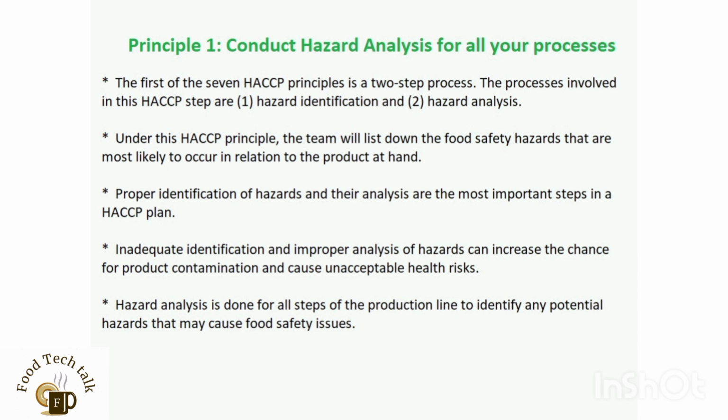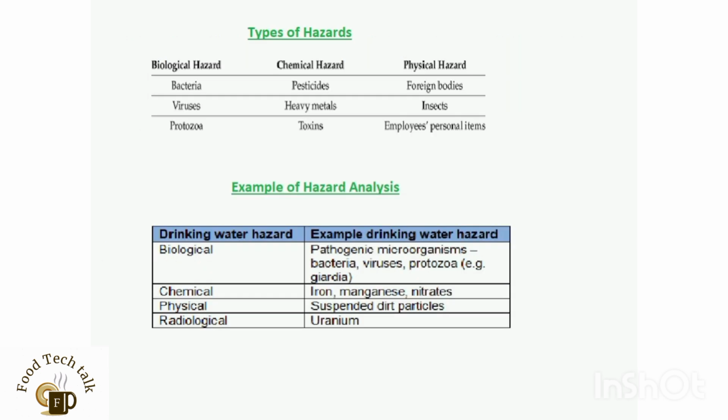This could be biological hazards like salmonella or E. coli, chemical hazards like pesticides or heavy metals, or physical hazards like glass or metal fragments. This is the categorization of hazards. Biological hazards: bacteria, virus, protozoa. Chemical hazards: pesticides, heavy metals, toxins. Physical hazards: foreign bodies, insects, employees' personal items.